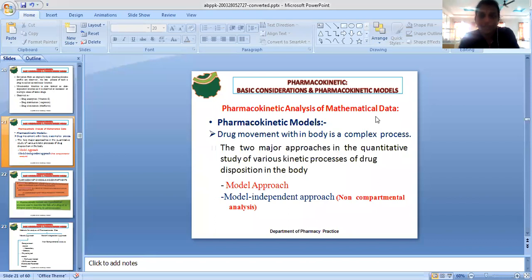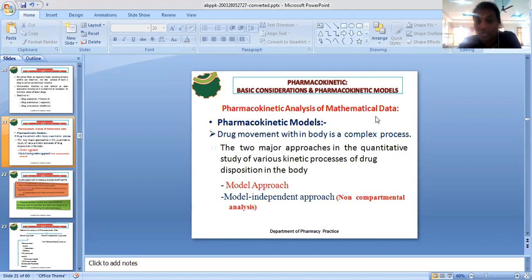Hello everyone. Today we are going to deal with the topic pharmacokinetic models. So far you have discussed the basic considerations: what is the rate, what is order of reaction, what is zero order kinetics and what is first order kinetics, half-life of zero order, and everything. Today we are going to discuss the topic pharmacokinetic models.